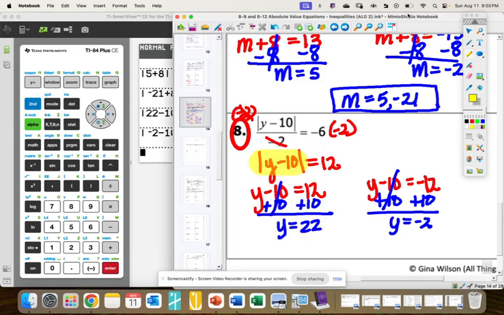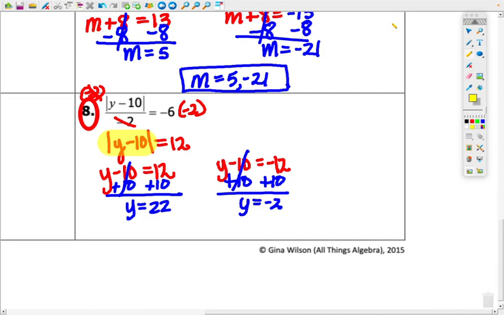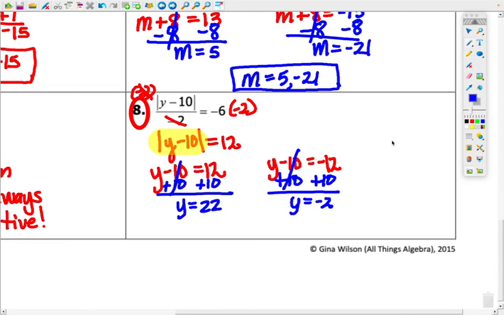Both of them work. And I know at this point right now it seems like every answer is working, but there will be a time when one of your solutions or both of your solutions may not work. All right, so now that I know these do work, I'm going to write that y equals negative 2 and it equals 22.